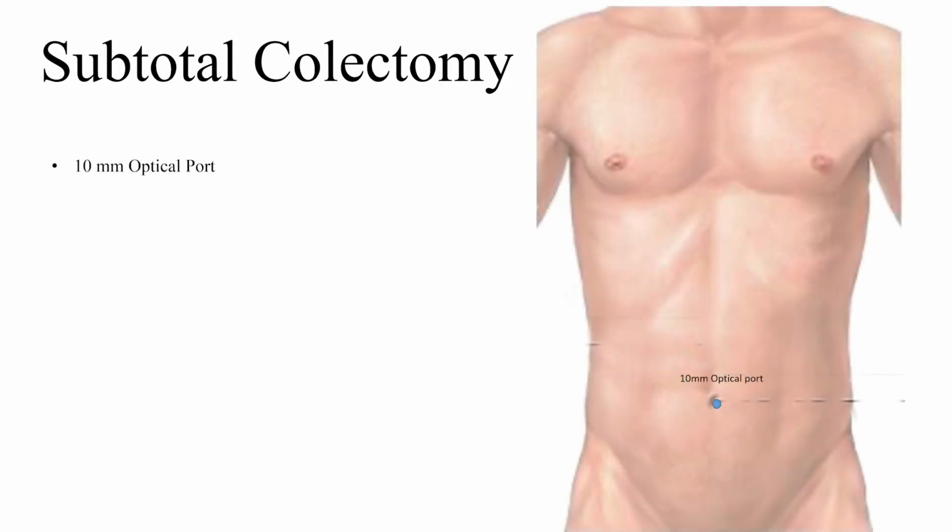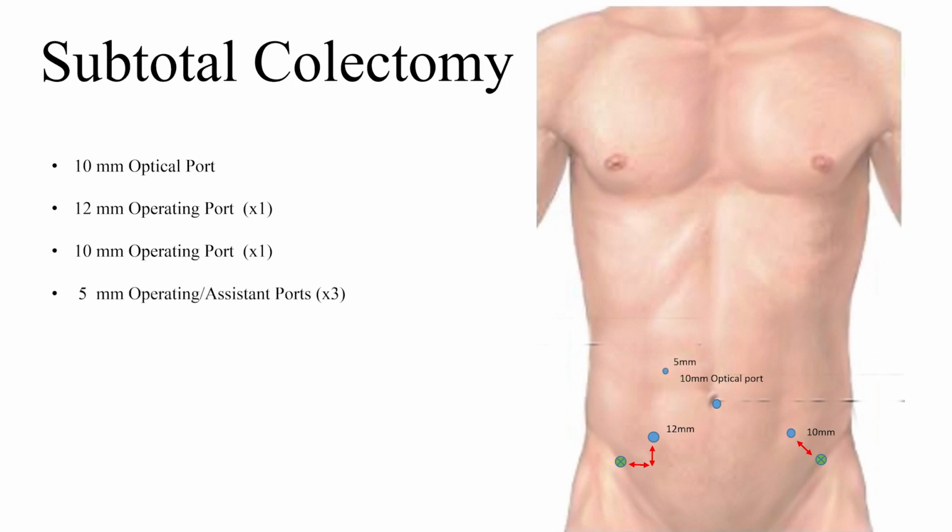In the second setup, which we find easier for the surgeon, a 12 mm port is placed in the right iliac fossa for stapling and clipping of the left mesocolic vessels, a 10 mm port in the left iliac fossa for the clipping of the right and middle mesocolic vessels, and another three 5 mm ports in the positions described before.